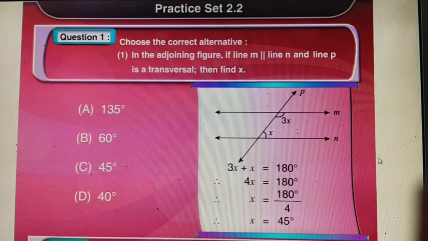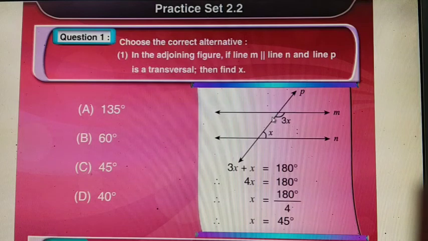Now we will solve practice set 2.2. Question number 1. Choose the correct alternative. First, in the adjoining figure, if line M is parallel to line N and line P is a transversal, then find the value of x. You can see the figure. Here the values are given. This is given 3x and this is given x.